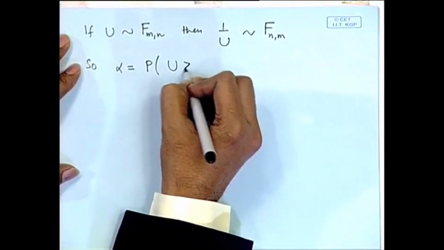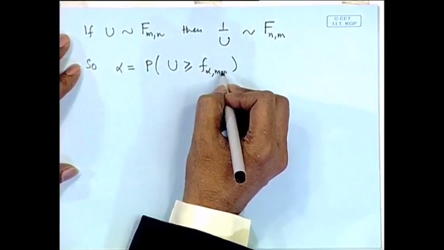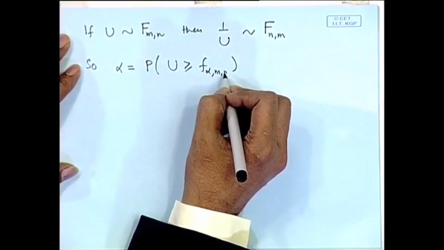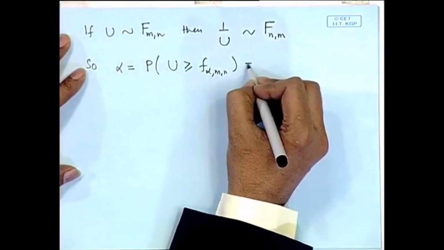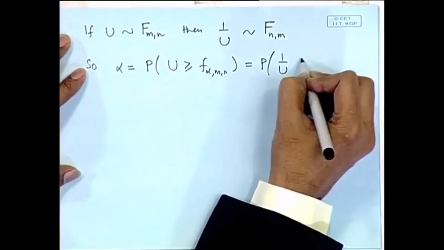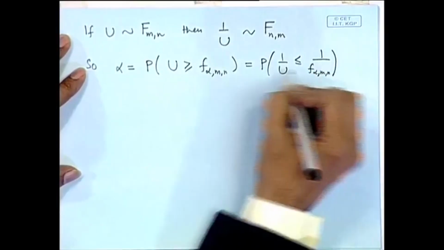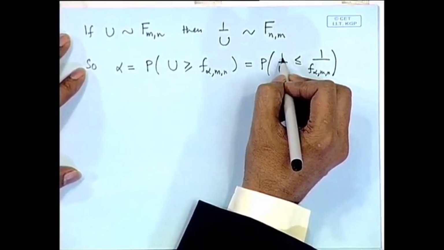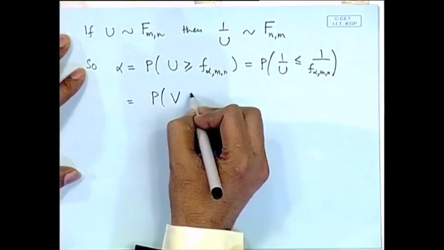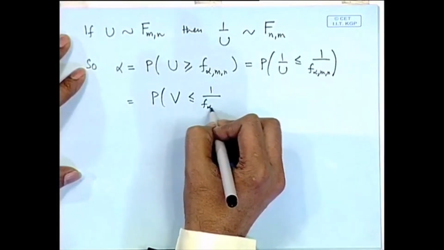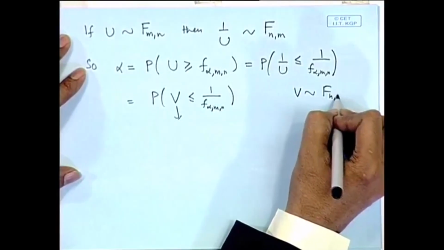So, we defined that f alpha m n is the upper 100 alpha percent point of the f distribution on m n degrees of freedom. So, the probability of u greater than or equal to this is equal to alpha. If I write it as the probability of 1 by u less than or equal to 1 by f alpha m n, then this 1 by u is an f n m variable, that is, this is the probability of some v less than or equal to 1 by f alpha m n, where this v is an f n m variable.